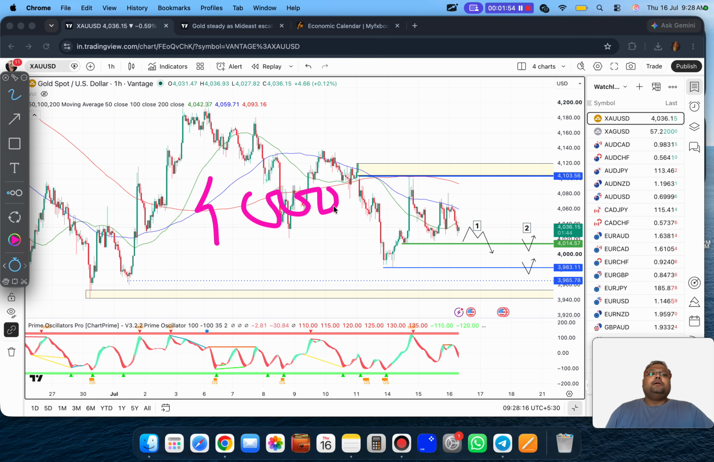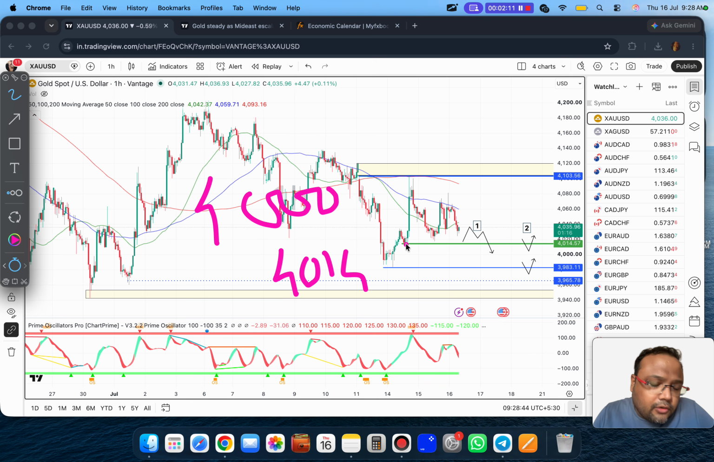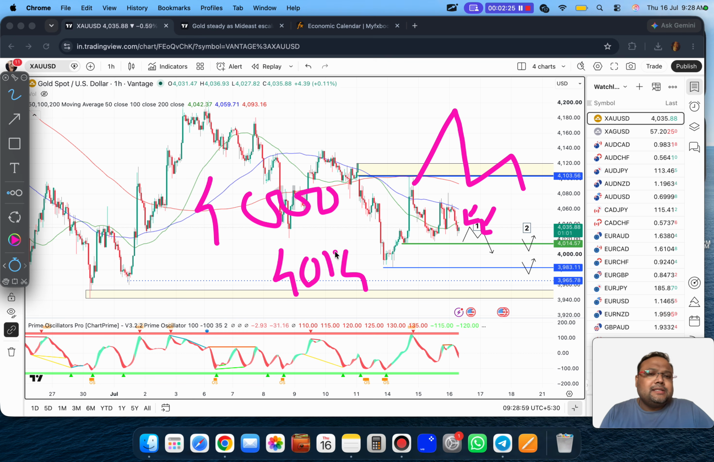So you can see here I have drawn a few arrows. Let's discuss one by one. Opportunity number one is taking a sell below 4014. We have a minor support around 4014 area. You can see the green line here. So during the day we can expect a breakdown. I have drawn lower highs here. Means if you see the market is forming lower highs, then there is a possibility that market may break 4014.